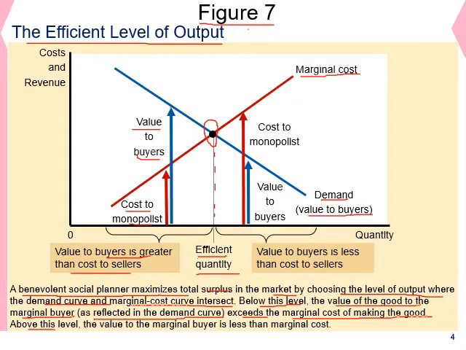But above this level, the value to the marginal buyer is less than the marginal cost. You can see that above this efficient quantity, the cost to the monopolist is greater than the value to the buyer. So the value to the buyer is less than the cost to the seller.